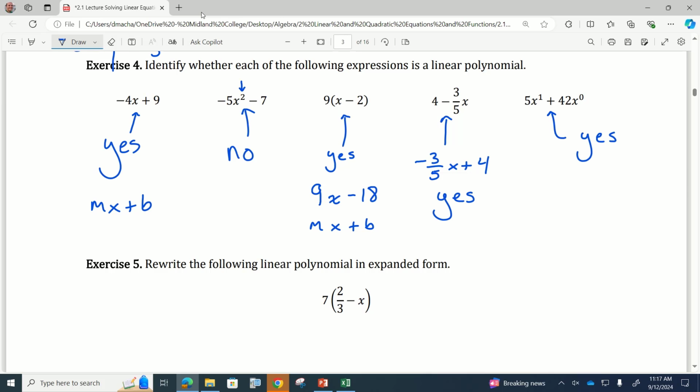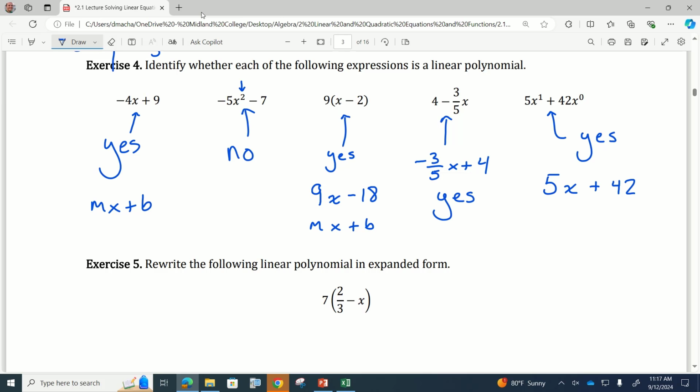Yes. Because x to the power 1 is just x, and x to the power 0 is just 1. So 42 times 1 is 42. That's the same thing as 42 times x to the power 0, because anything to the power 0 is just the number 1. And so that really is constant. And that makes this a linear polynomial. Questions? Feel good?